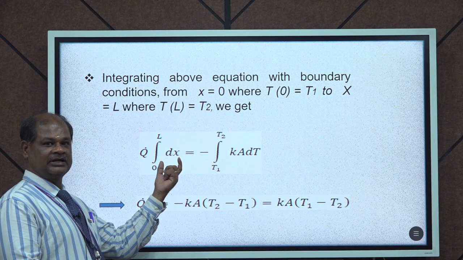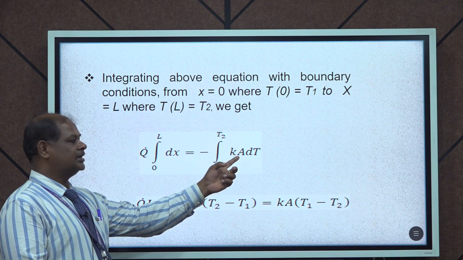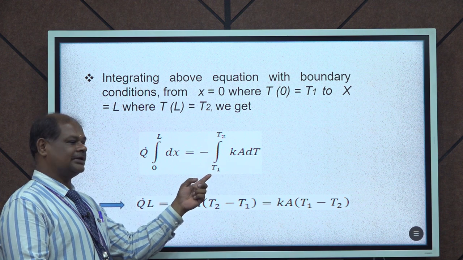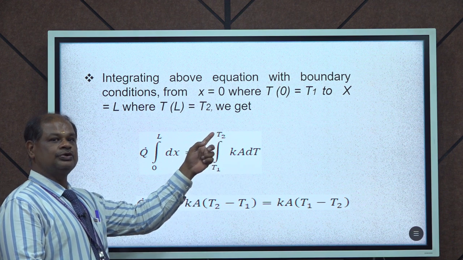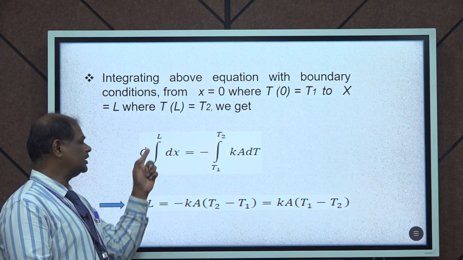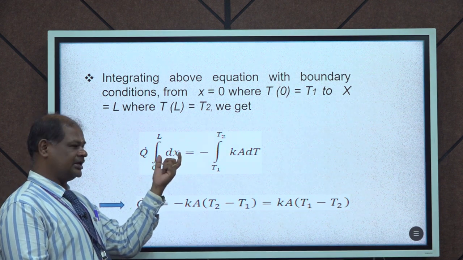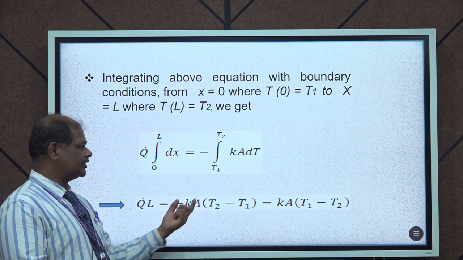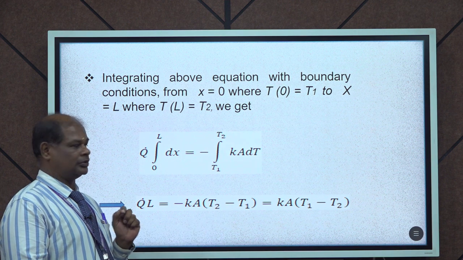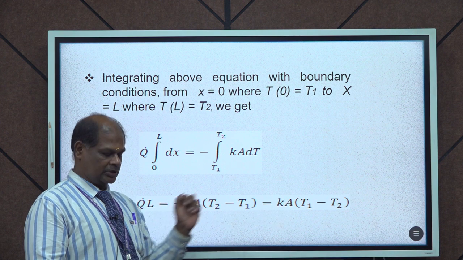dx is nothing but thickness. We integrate dx from 0 to L, where K is the thermal conductivity, A is the area, and dT is the difference in temperature. The inlet temperature is T1 and the outlet temperature is T2, so we integrate with respect to T from T1 to T2. Q is the rate of heat transfer. Integrating dx we get L, and minus K A into dT, which is T2 minus T1. So the whole equation becomes Q L is equal to K A into T1 minus T2.